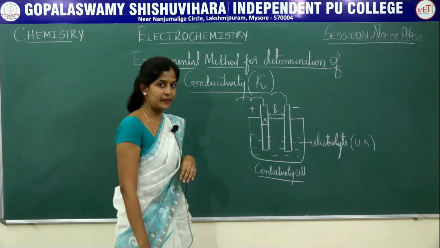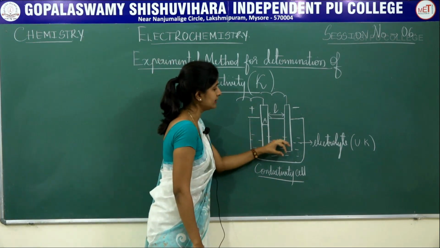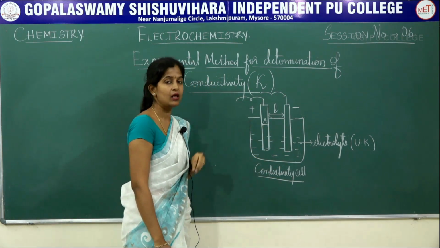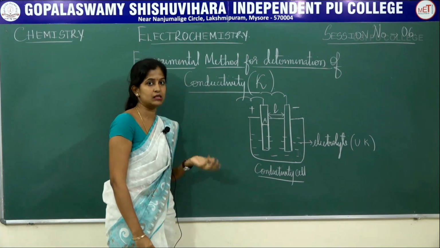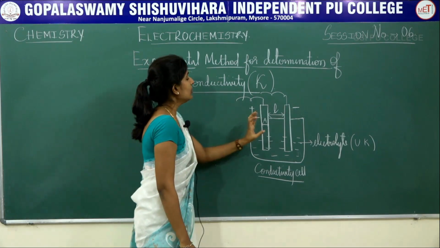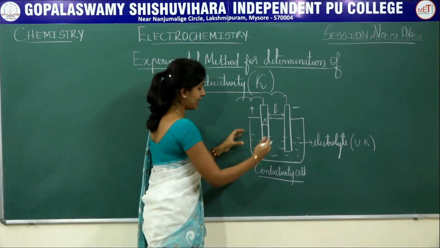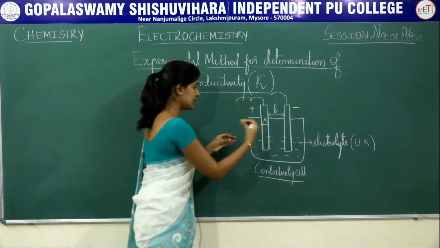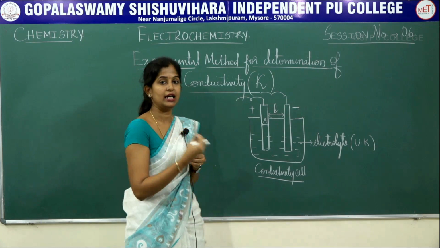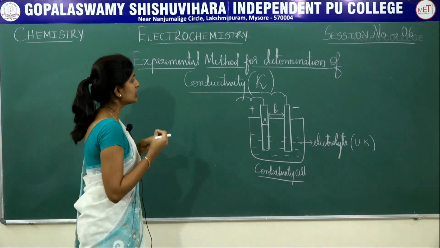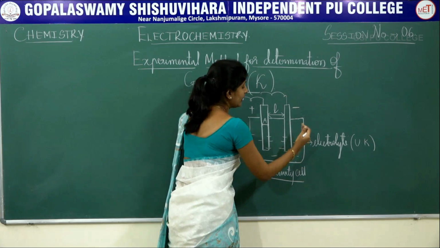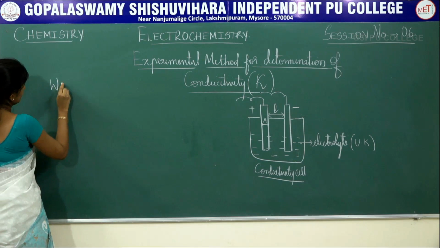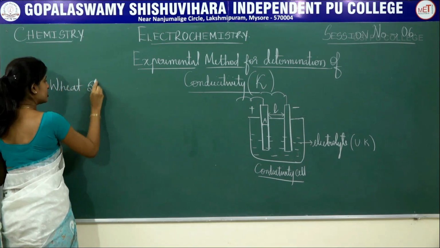Calculating the conductance of this electrolyte cannot be done in a straight way. You first have to find its resistance, and the inverse of the resistance is nothing but your conductance. So we are not determining the conductance directly. Instead, we do an experiment in which you determine the resistance of this electrolyte, and from the resistance you calculate the conductance. The experiment which determines the resistance of this electrolyte is the Wheatstone bridge.